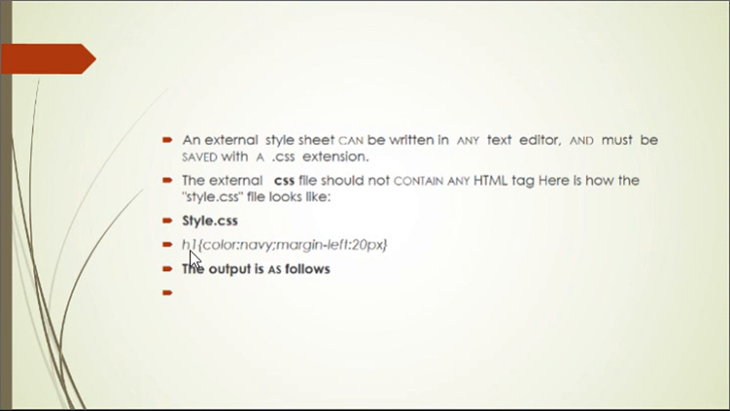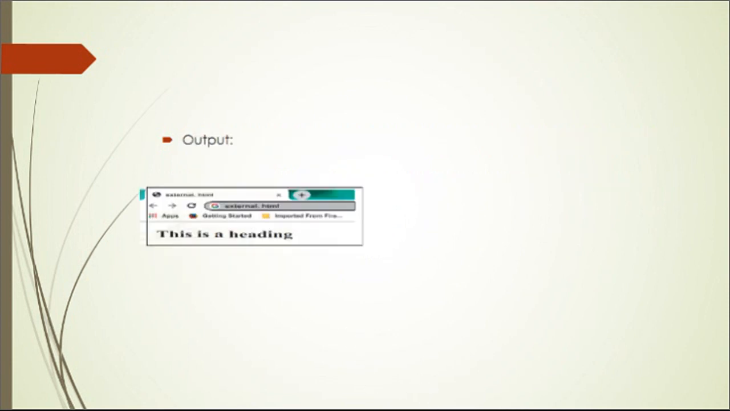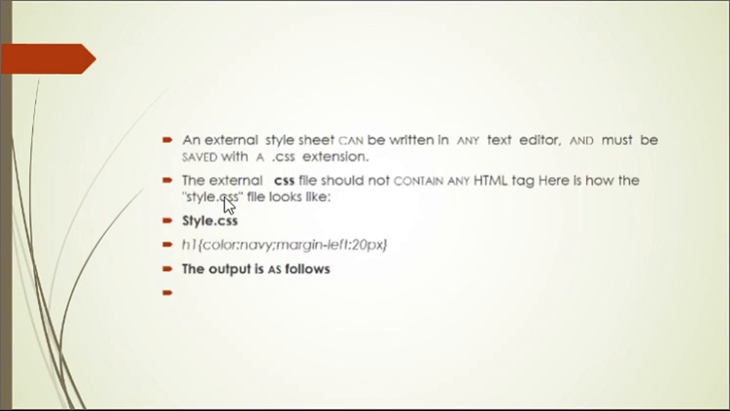Which file are you going to save? You have to save the h1 rule in a file, and that file should be saved with the .css extension. Then when we run this file, our output will be like this. This is the heading, and in this heading we want the h1 color to be navy. So the navy blue color is there, and margin-left is 20 pixels.